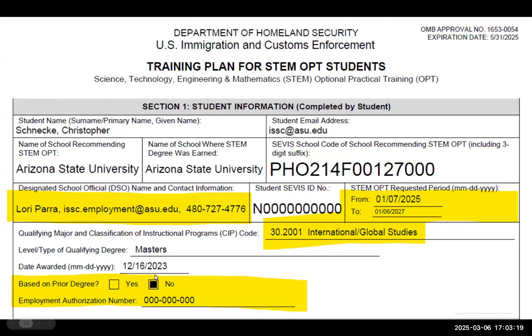Based off of prior degree is marked no. And then on your EAD card, you're required to put the 9-digit number that is found on that card into your I-983. Make sure that it's only the 9-digit number that you're putting down. Oftentimes, students will put down the receipt number that's found on the card, which is a number starting with IOE. Do not put the IOE number. You want to put the 9-digit number found above your name.